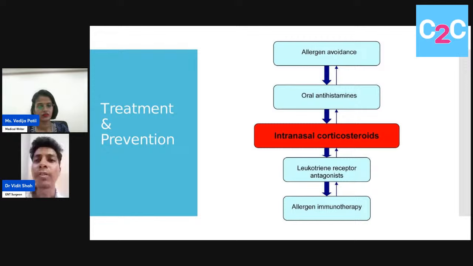So intranasal corticosteroids are the treatment of choice, and mind you, the second line of treatment in allergic rhinitis patients. The duration of the steroids can be anywhere between 3 to 6 months, and maybe even 1 year to 2 years based on the symptom response to the intranasal corticosteroid. What classically these intranasal corticosteroids do, their main aim is to prevent the recurrence of the symptoms.